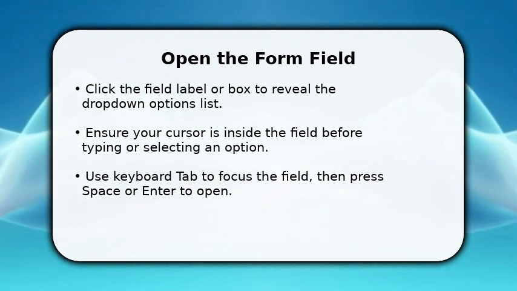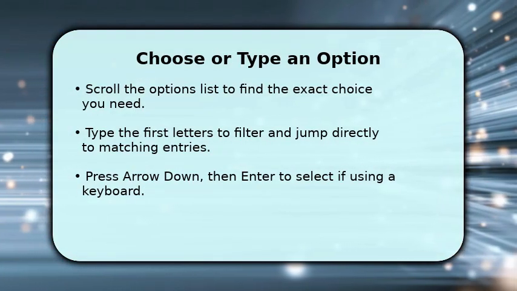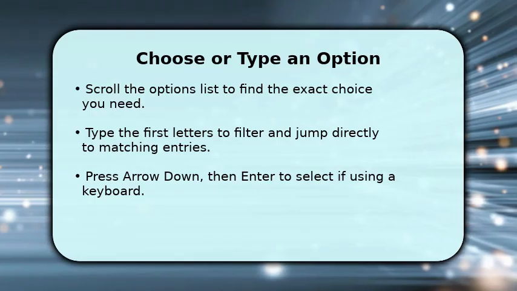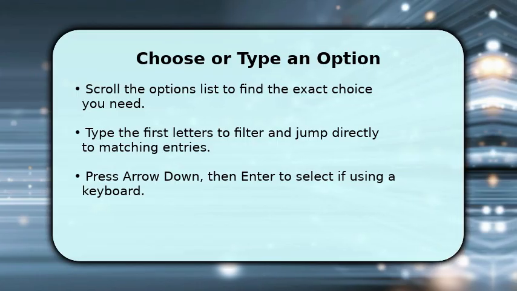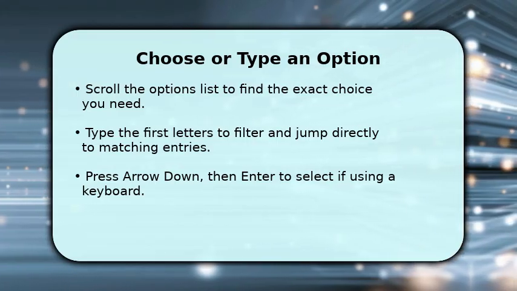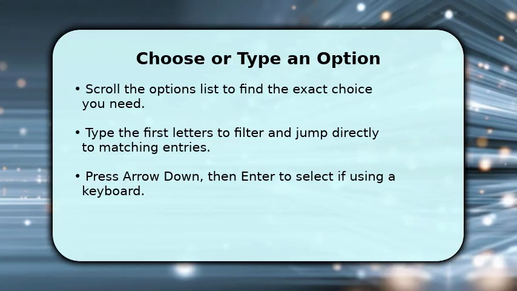After opening the menu, scan the visible list to locate your desired entry. Scroll the options list to find the exact choice you need when many items appear. If typing is enabled, type the first letters to filter and jump directly to matching entries.